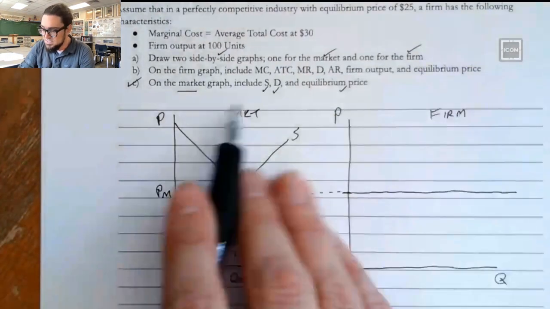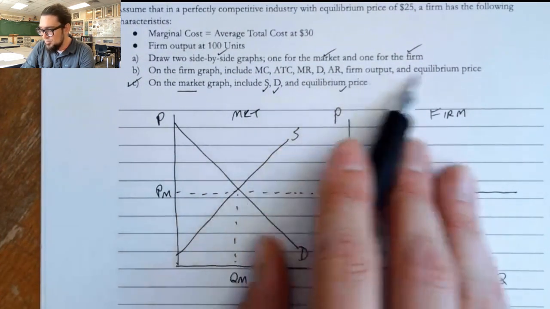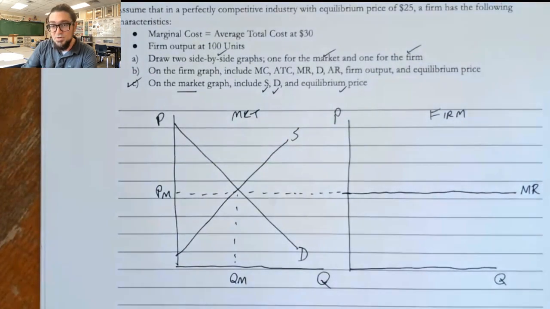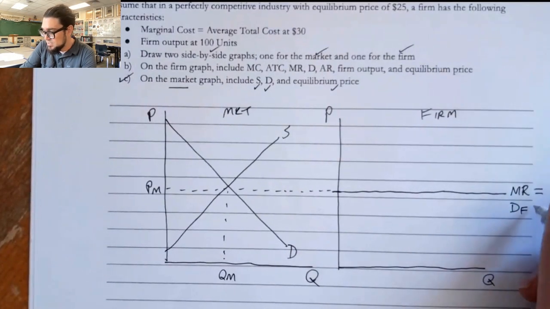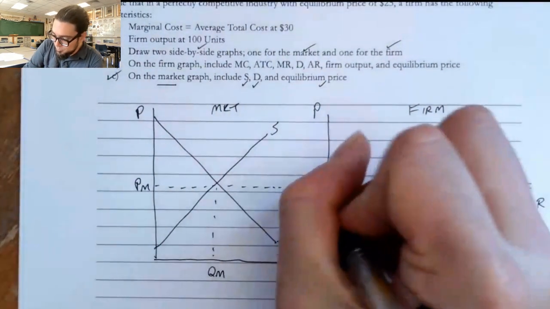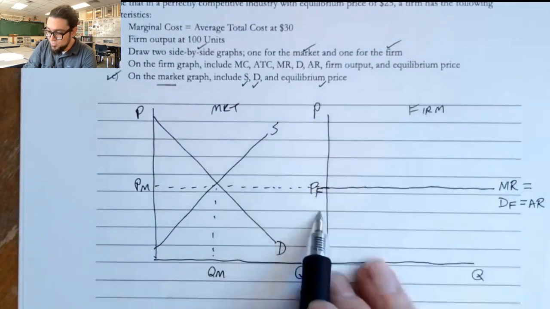So the first thing is going to say marginal cost, ATC, MR, demand, average, firm output, firm equilibrium price. Let's get labeled this one, MR. And we know that MR is also equal to the demand curve for the firm's products, and that's equal to the average revenue for the firm's products. And now we've got MR equals D equals AR, and then we'll put price for the firm, P sub F, which is the equilibrium price over here.